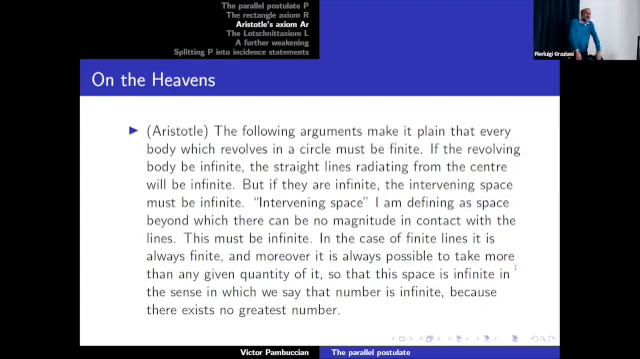He says, "The following arguments make it plain that every body which revolves in a circle must be finite." So far, so good. "If the revolving body be infinite, the straight lines radiating from the center will be infinite. But if they are infinite, the intervening space must be infinite. By intervening space, I mean the space beyond which there can be no magnitude in contact with the lines. This must be infinite. In the case of finite lines, it is always finite, and moreover, it is always possible to take more than any given quantity of it. So that this space is infinite in the sense in which we say that number is infinite, because there exists no greatest number."